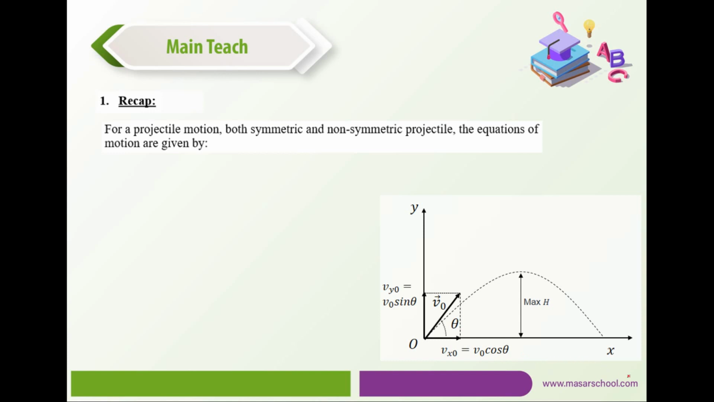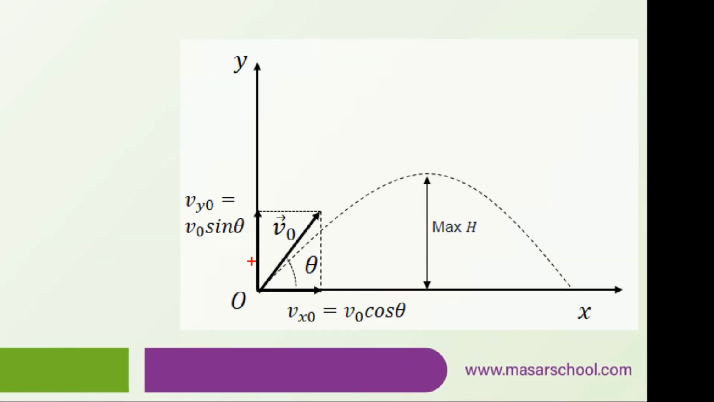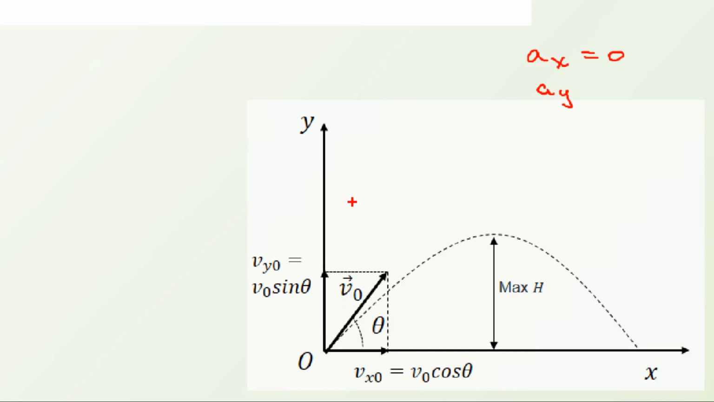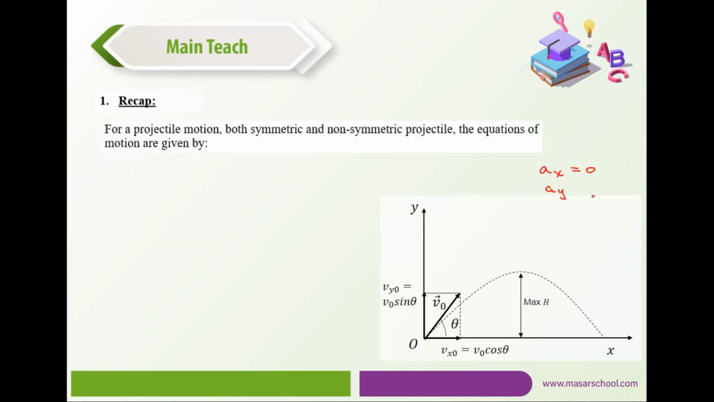We have a projectile launched with an initial velocity making an angle theta above the horizontal. The velocity along the x-axis is constant and it's given by Vx0 = V0 cosine theta. Let me remind you what's happening here. The horizontal acceleration is given by 0. And what about the vertical acceleration? Here the positive y direction is up, and we know that gravity is down. In this case ay is given by minus g.